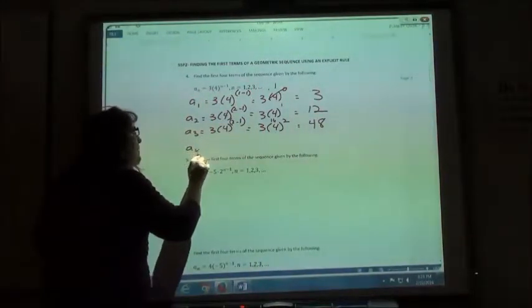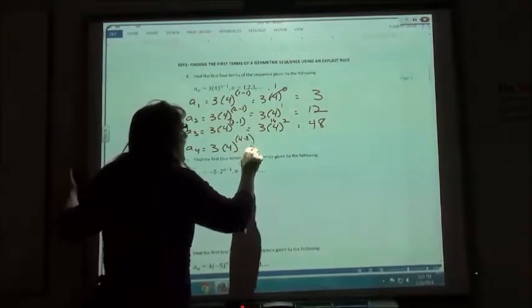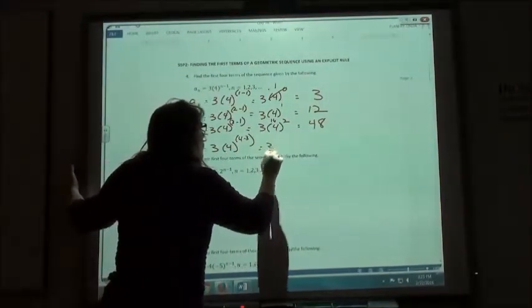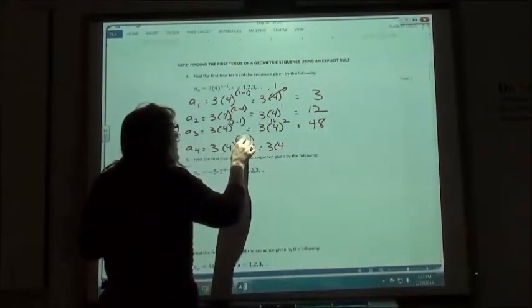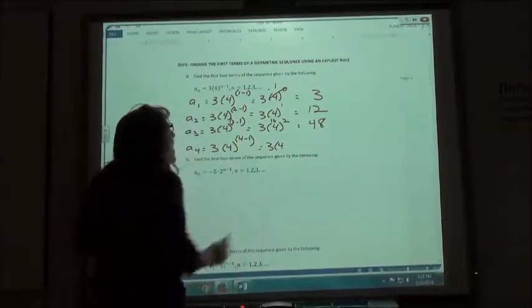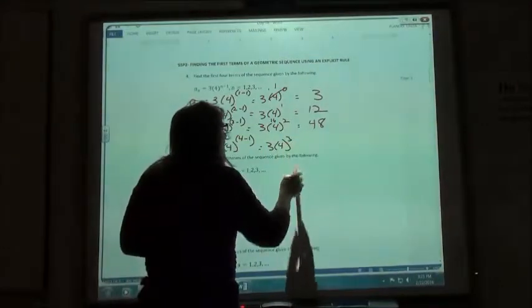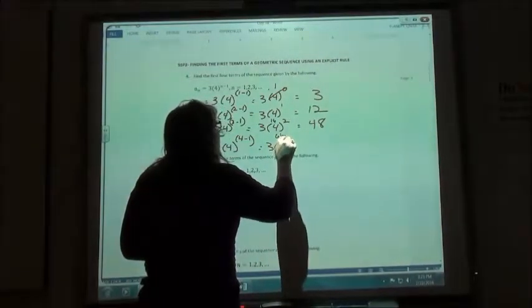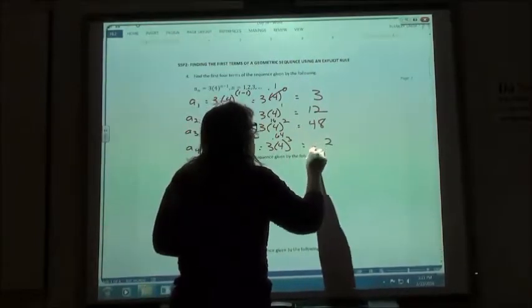And then a sub 4 would be 3 times 4 to the 4 minus 1 power. 4 minus 1 would be 3. 4 to the third is 64. 64 times 3, 192.